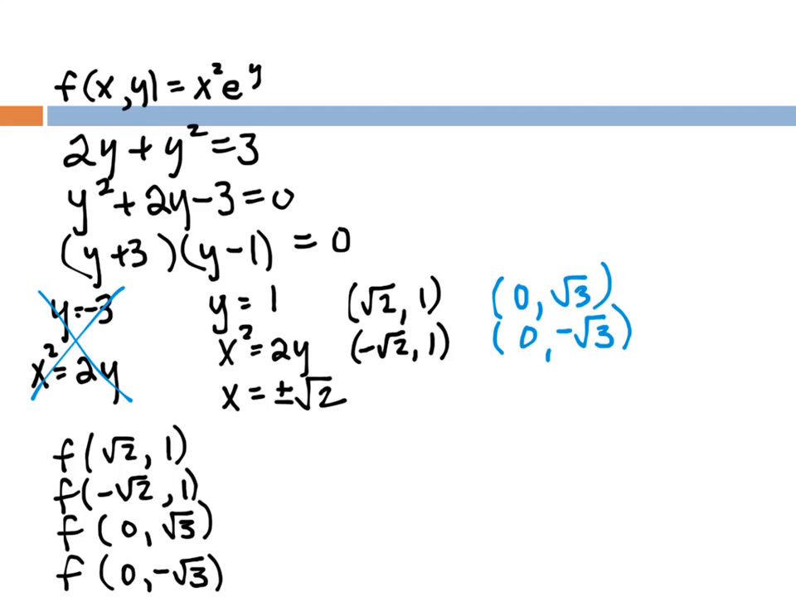All right, so how do we do the bottom two first? Because those are the easy ones. What happens when x is 0 and y is square root 3 or negative square root 3? These are both zeros, right? Because I've got x is 0. What if x is actually square root 2? I get 2 e to the 1, so what's that? 2e. And how about the other one? 2e.